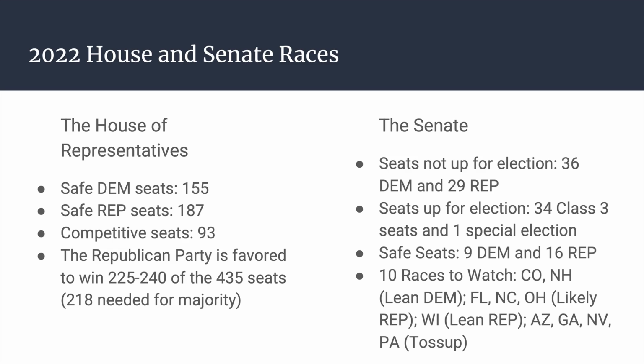So that would put the total. If each party has 45 seats, and you add these seats that are lean or likely, then that would give 2 more seats to the Democrats and 4 more seats to the Republicans. So that would put Republicans at a 49 to 47 edge, with 4 states that I consider true toss-ups: Arizona, Georgia, Nevada, Pennsylvania.